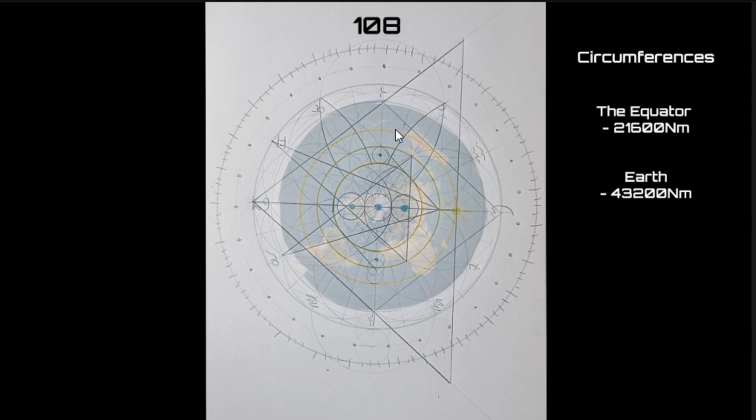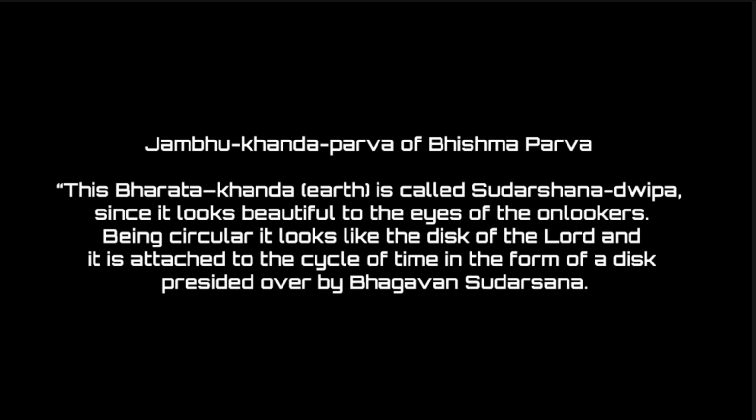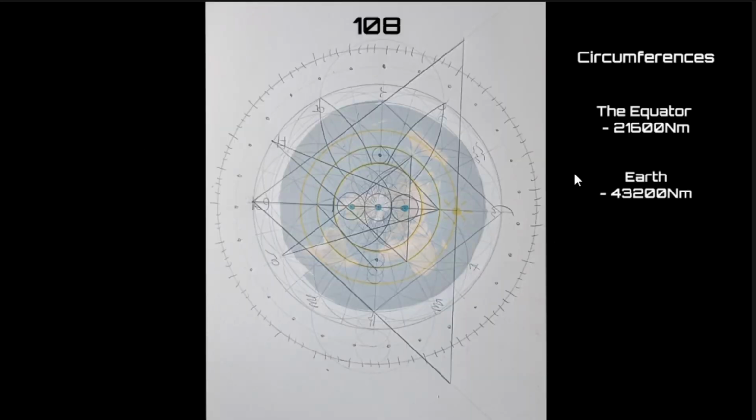So from this, we can understand all our longitudes and latitudes and calculate and understand the Earth through the divine rabbit. And this verse is interesting. This Bharatakhanda Earth is called Sudarshanadvipa, since it is beautiful to the eyes of the onlookers. Being circular, it looks like the disk of the Lord, and is attached to the cycle of time in the form of a disk presided over by Bhagavan Sudarshan. So this is the science. This is how we see our Earth through the eyes of the divine rabbit.